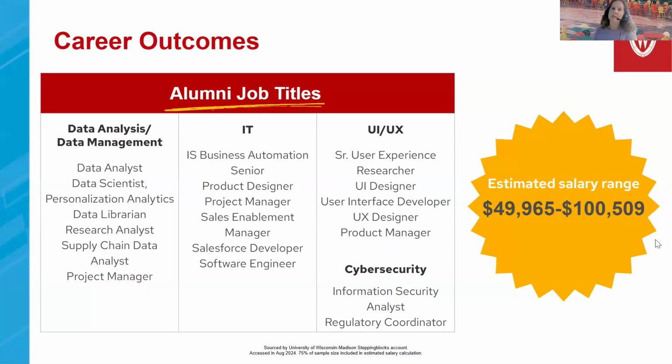So finally, career outcomes. What do MS information students do with their degree? It varies depending on your background. A lot of students in the data analytics track become data analysts, data scientists, project managers, research analysts. If you are in the UX track, you become a UX designer, UX researcher, product manager, project manager. And in cybersecurity, we have information security analysts, regulatory coordinators.